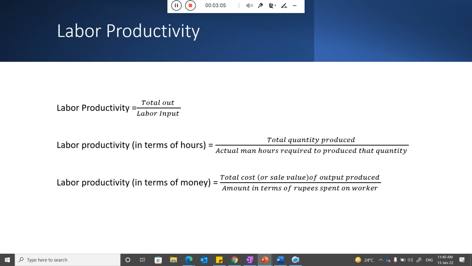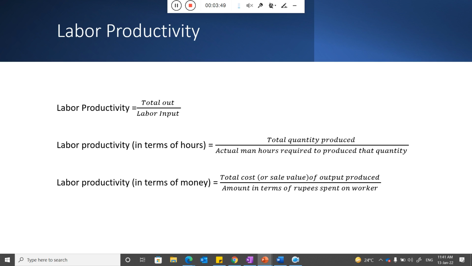What is labor productivity? Why do we need to calculate it? Suppose 50 workers are working in your organization. On the basis of productivity you can easily compare which worker is better compared to the other. Labor productivity is nothing but the ratio of the total output divided by the labor input. Here you can also measure how well I am able to utilize my existing labor in my plant, by use of labor productivity.